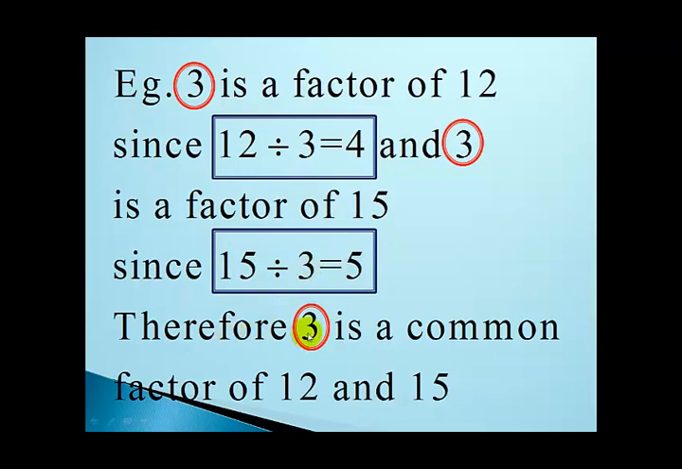Therefore, 3 is a common factor of 12 and 15, because we can see that 3 is a factor of 12 and 3 is also a factor of 15. That means that the number 3 is a common factor of 12 and 15. That is what we mean by common factors.